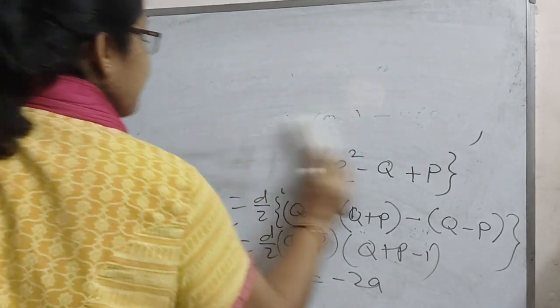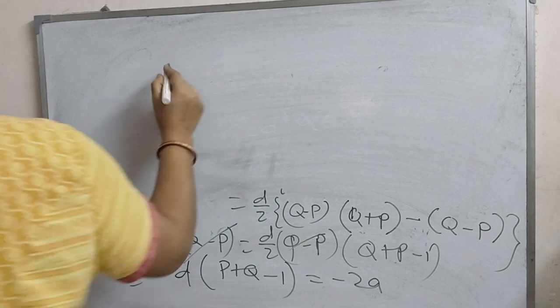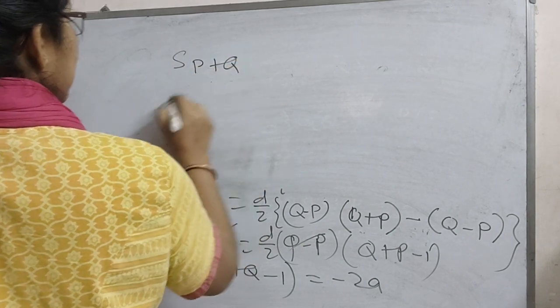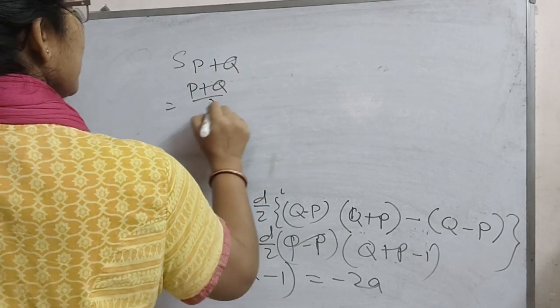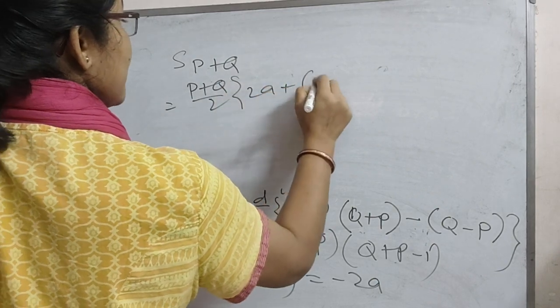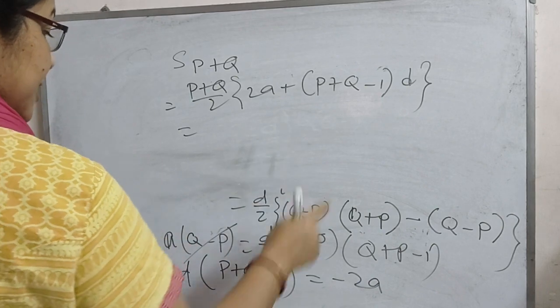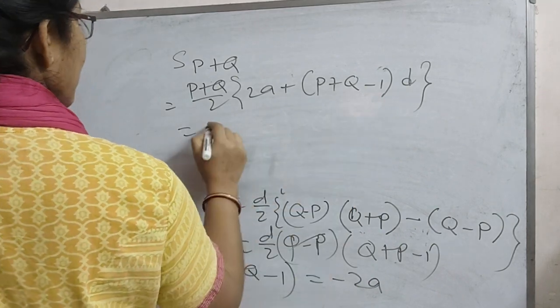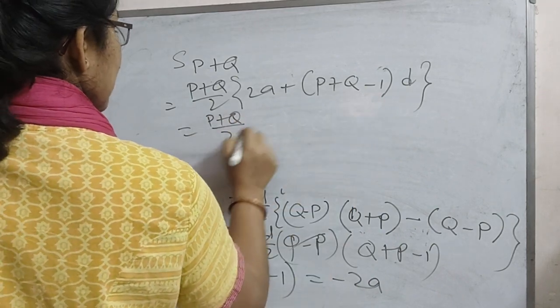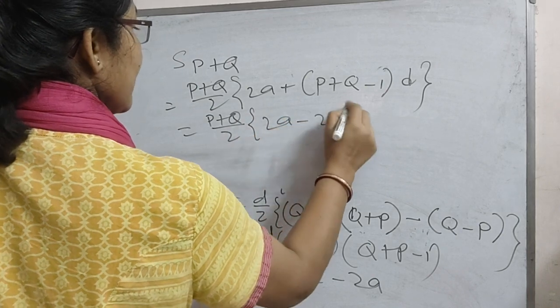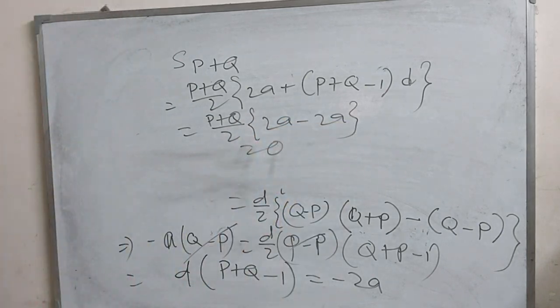We have to find S p plus q. This is equal to p plus q by 2, 2a plus p plus q minus 1 into d. From here I can write p plus q minus 1 into d equal to minus 2a. So 2a minus 2a, this equal to 0. Okay. I am ending here.